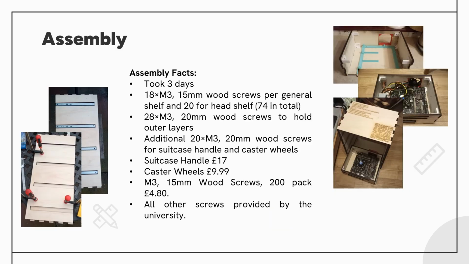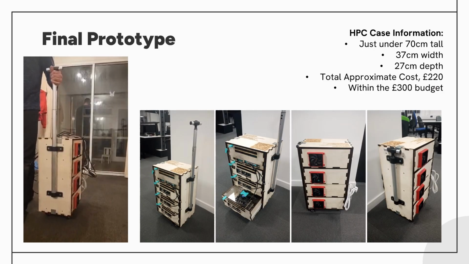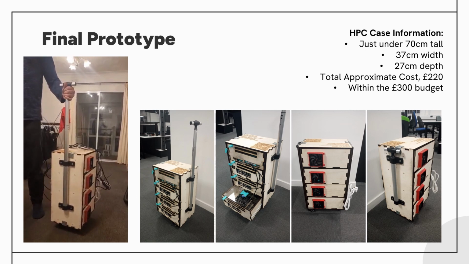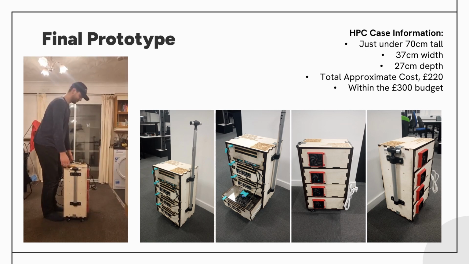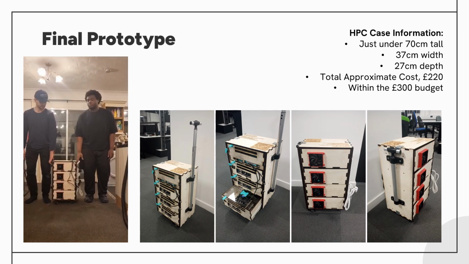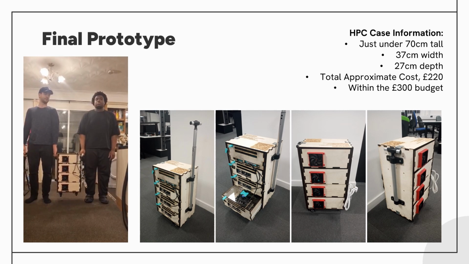The assembly process took 3 days. In total, to assemble the entire structure, including shelves, outer layer, caster wheels and suitcase handle, 122 M3 wooden screws were used, 74 of them at 15 mm of length and 48 at 20 mm of length. The final prototype stands at just under 70 centimeters tall, with a width of 37 centimeters and a depth of 27 centimeters. The total cost of materials and components comes up to approximately £220, which is within the £300 budget.